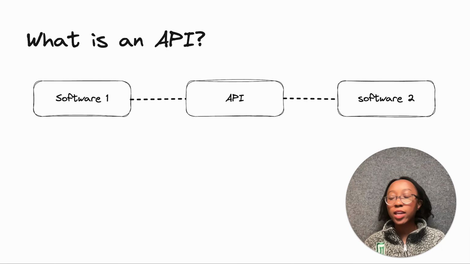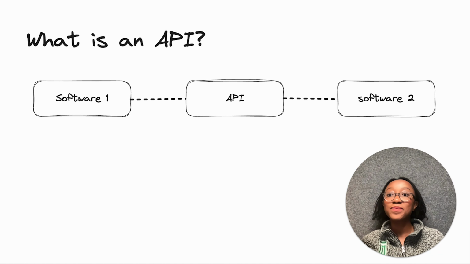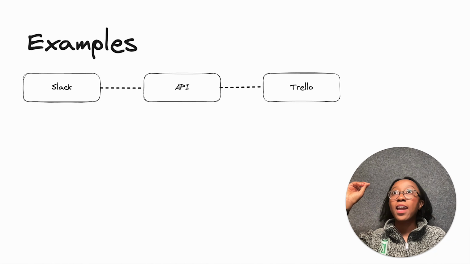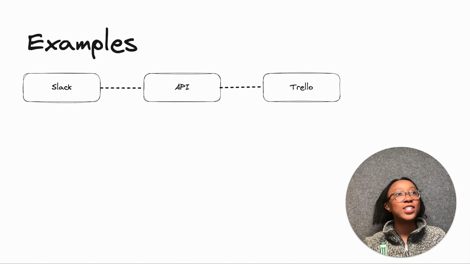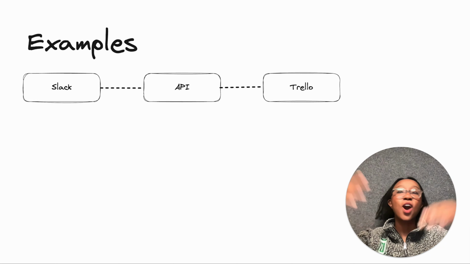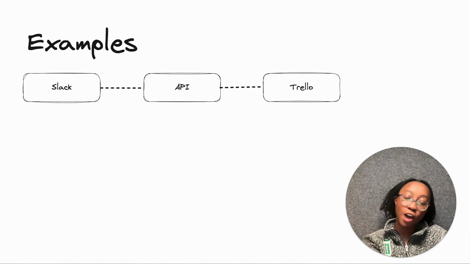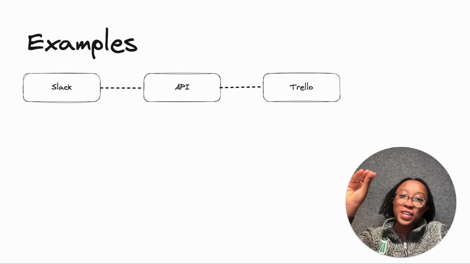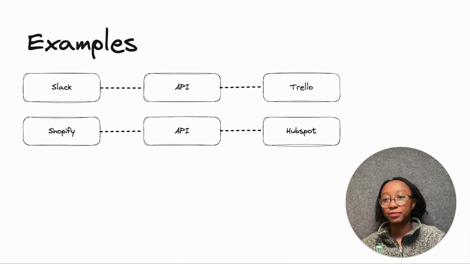A basic way to think about it is an API is a messenger, and it sits between two pieces of software. Some popular examples of APIs: if you have a Slack integration with Trello and you want to create new cards in Trello, which is project management software, from Slack messages, what's going to enable Slack and Trello to speak to each other is an API in the middle.